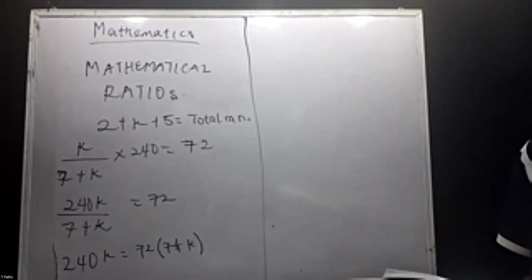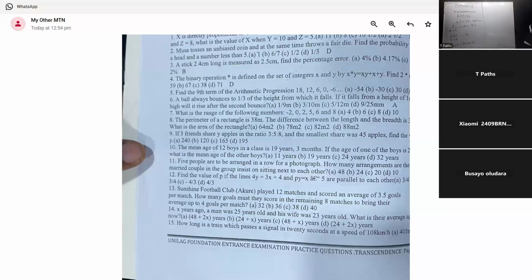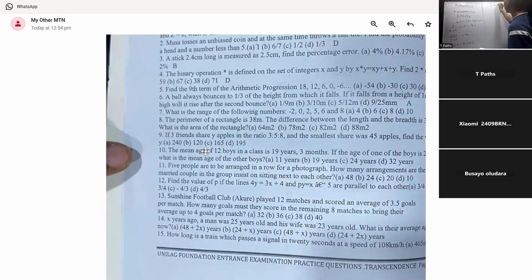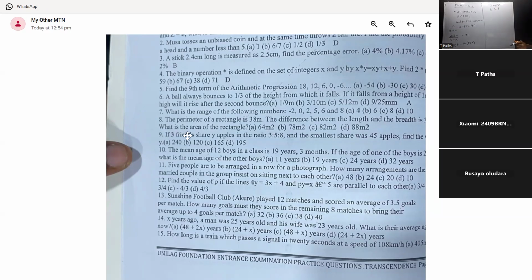3 friends share Y apples. They share Y number of apples in the ratio 3, ratio 5, ratio 8. And the smallest share was 45 apples, find the value of Y. The smallest share is 45 apples, find the number of Y.